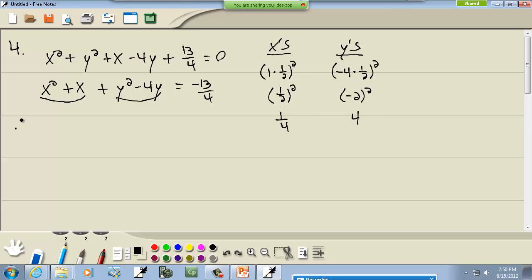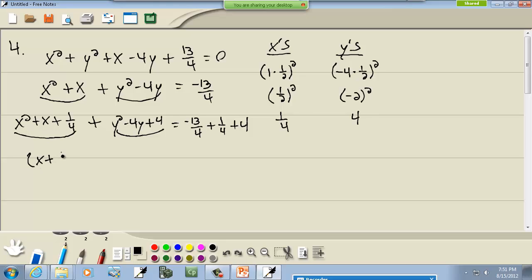The 1/4 I want to group with the x's. So I got x² + x + 1/4. The y's, I got y² − 4y + 4. And since I added those to the left side, I also have to add them to the right side. Now this right here factors. This factors as (x + 1/2)². And this one factors as (y − 2)². Negative 13/4 plus 1/4 gives me negative 12/4, or negative 3, plus 4 is 1.